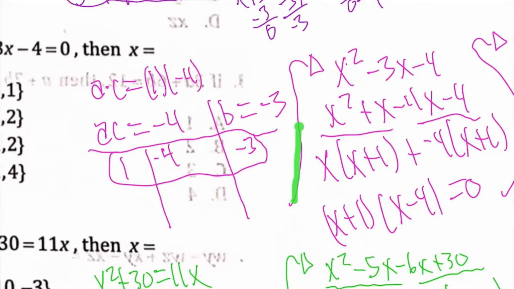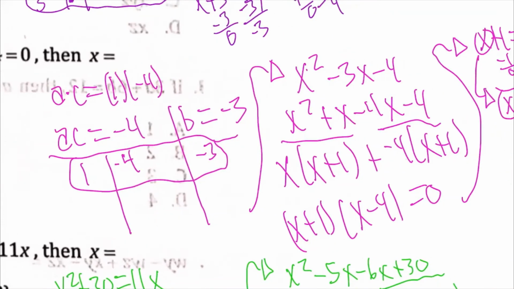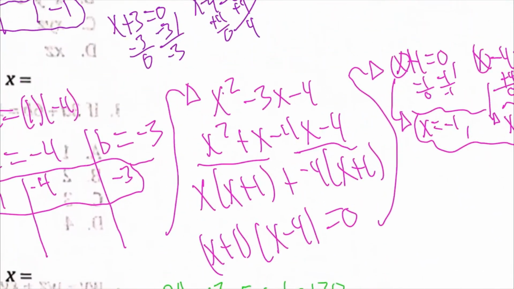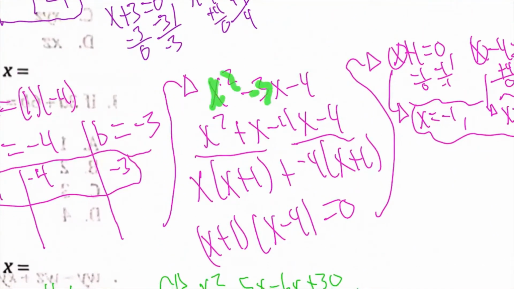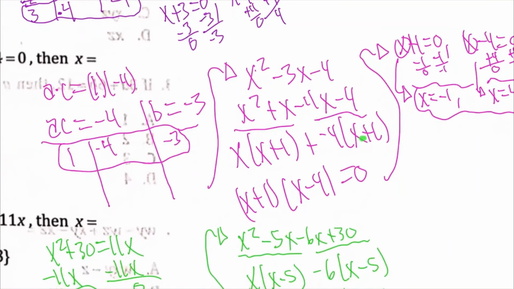So then we just set it up. x squared minus 3x, that's the original equation. We split the 3 up, and then we start our factoring. We factor out an x, right? It gives us x plus 1, factor out a -4. It gives us a 1.